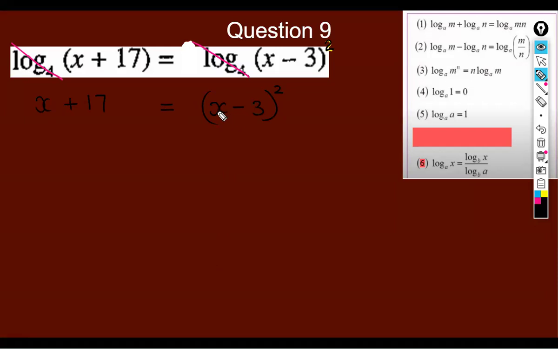Be careful, guys, x minus 3 squared does not mean you square everyone in the brackets. Remember, x minus 3 squared means x minus 3 multiplied by another x minus 3. And you will get a quadratic, and then you solve the quadratic again. It seems like a lot of these questions just boil down to quadratics.